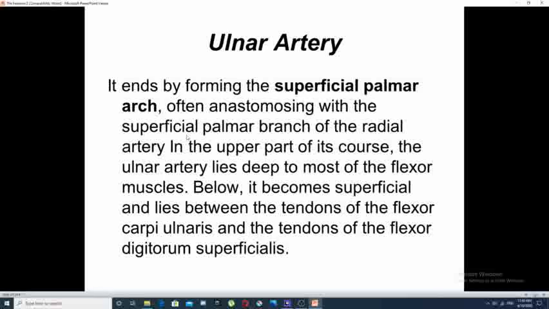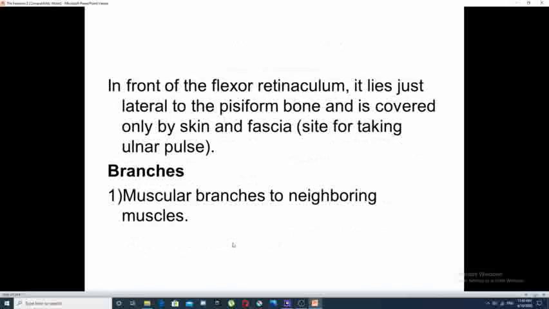course. The ulnar artery lies deep to most of the flexor muscles, and when it reaches the region of the wrist, it becomes superficial, lying between the tendon of flexor carpi ulnaris and the tendon of flexor digitorum superficialis in front of the flexor retinaculum, just lateral to the pisiform bone. This is an important anatomical landmark, since here the artery is covered only by skin and fascia, and it is a site for taking the ulnar pulse.